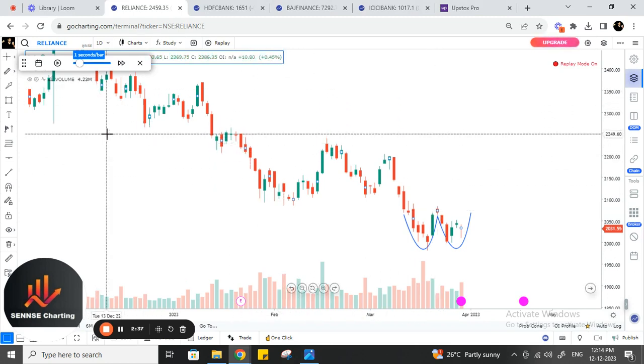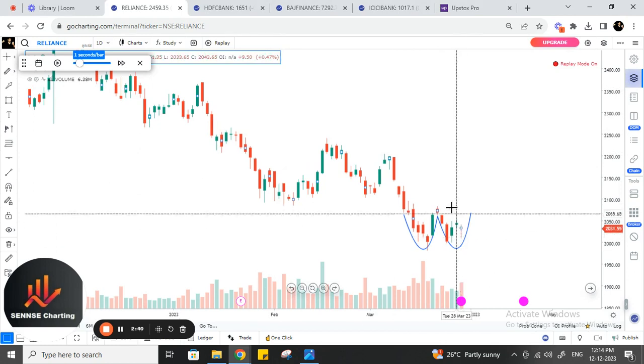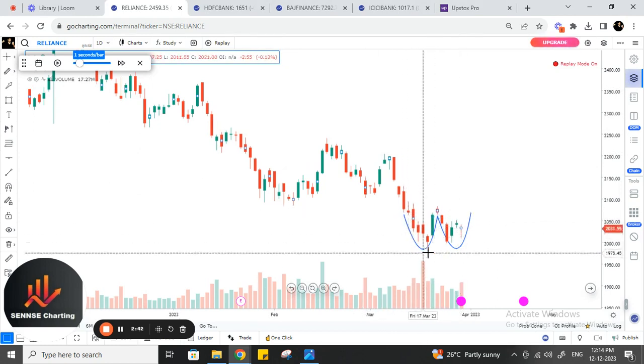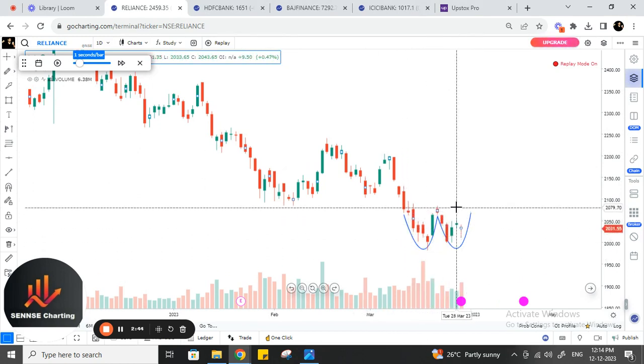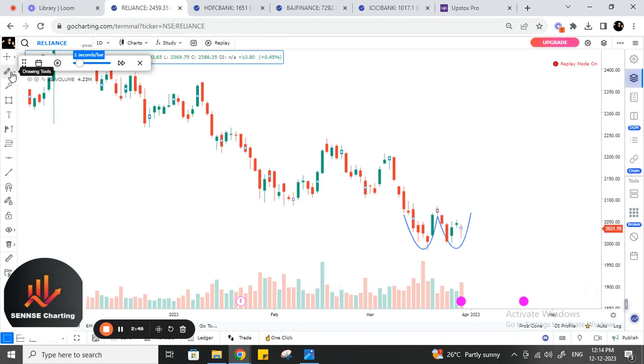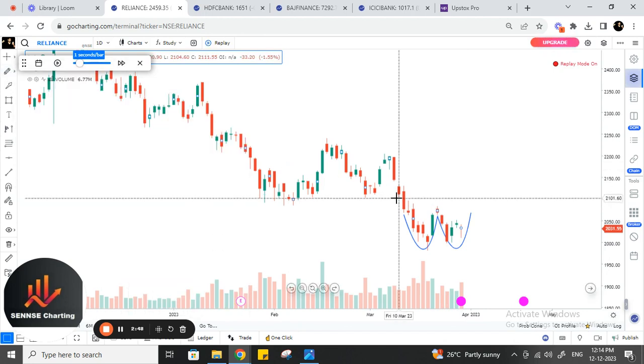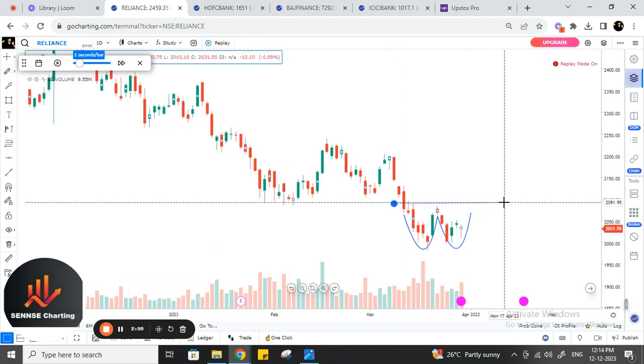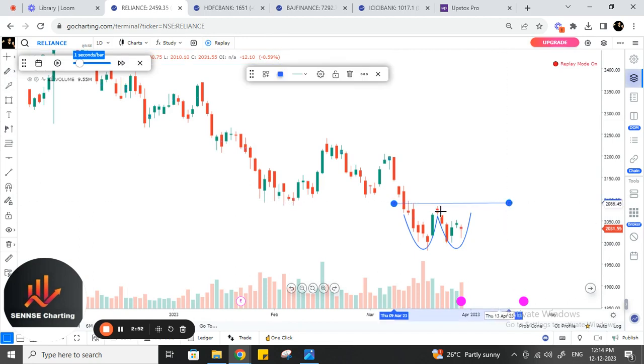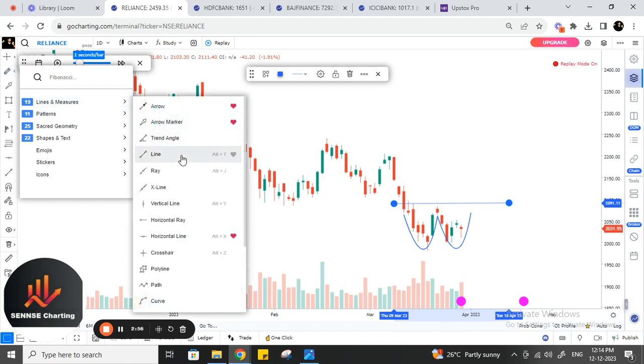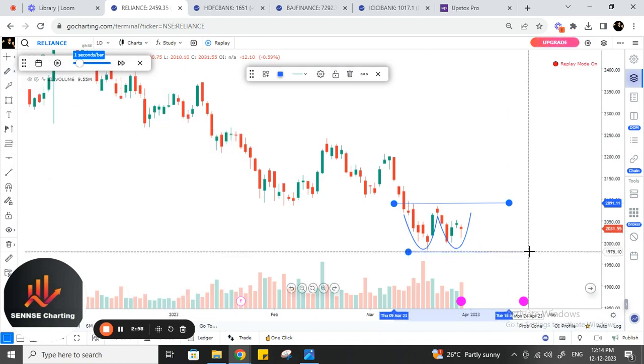So coming to the chart, the Reliance chart is here. I have identified and marked a double bottom pattern. If this high is broken, that is where I'll make my entry, and I'll also keep this as a stop loss.